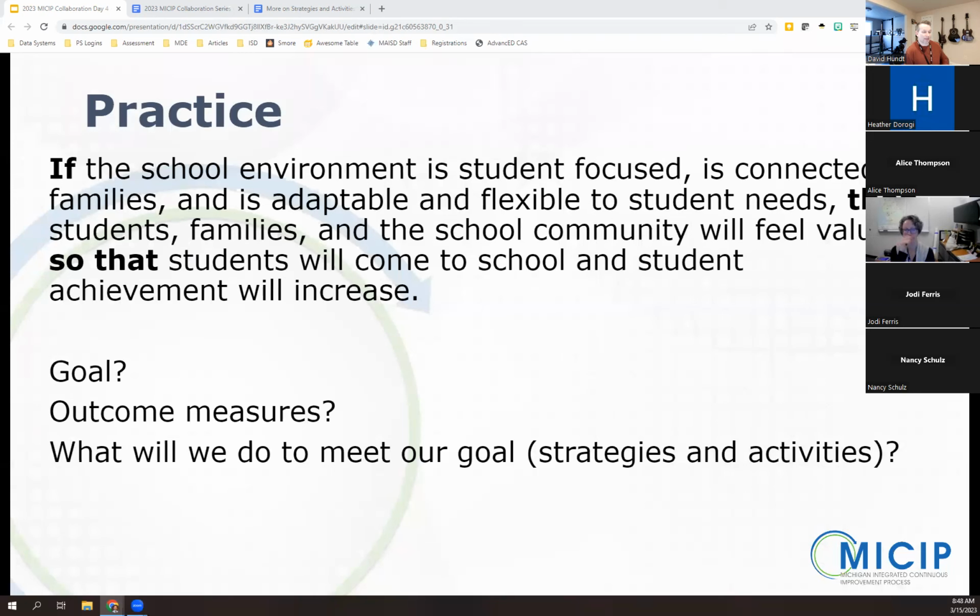And then of course, that last piece, what will we need to do to meet the goal? So what might be some strategies and activities that we might put in place? Looking at that if statement, what might some of those strategies and activities be? Okay, so I'm seeing some family engagement activities, improved school to home communication. Yep. Community building, family focused. Right.